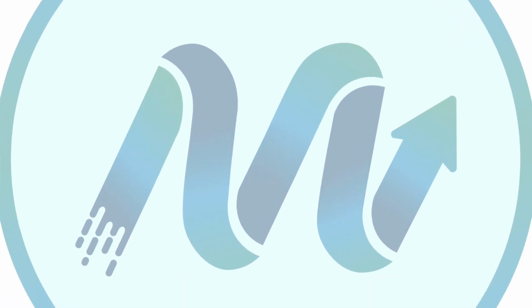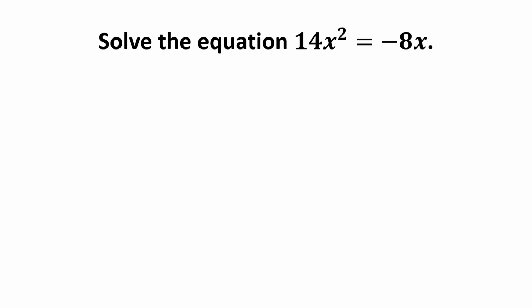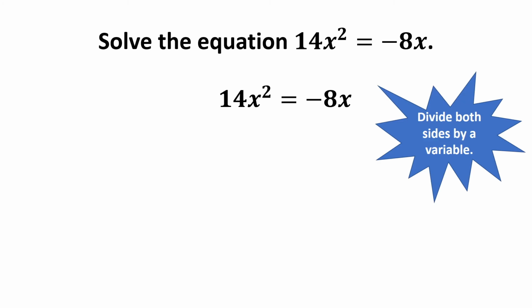For our final example, let's solve the equation 14x squared is equal to negative 8x. Some of you probably have noticed that both sides are divisible by 2x. Don't attempt to divide an equation by a variable. You can divide both sides by 2, but never divide both sides of this equation, or any equation for that matter, by the variable x.